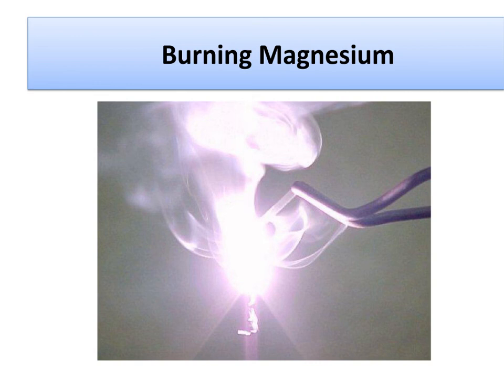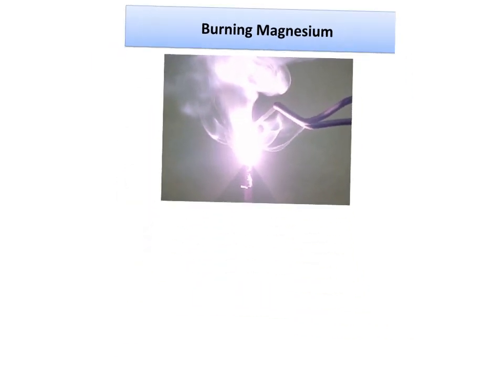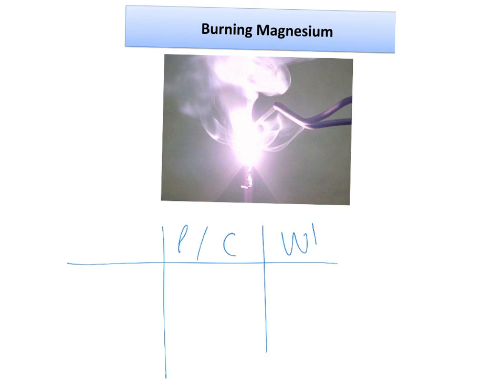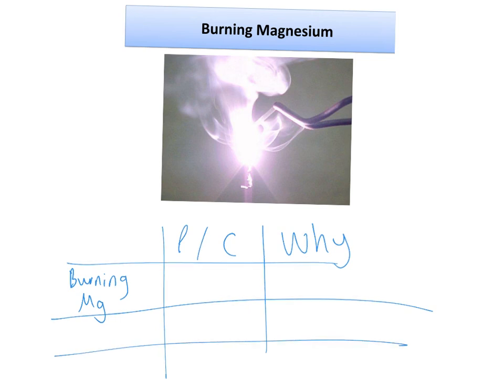So you're either going to create a table which has got physical or chemical and why, and then you're going to write each one. Burning magnesium, that's the first one. You have to pause the video as you go. Or you're in your class notebook and you've got each one, so you can pause the video and look at each picture.